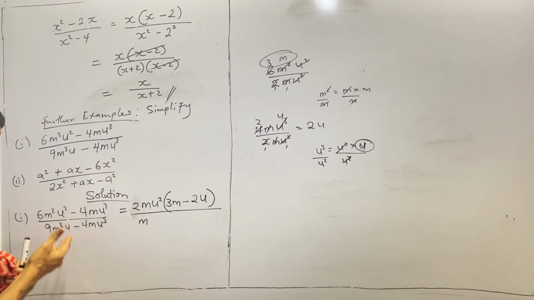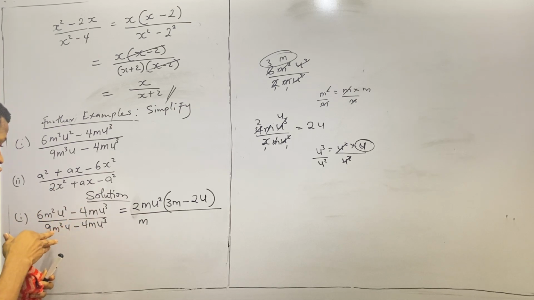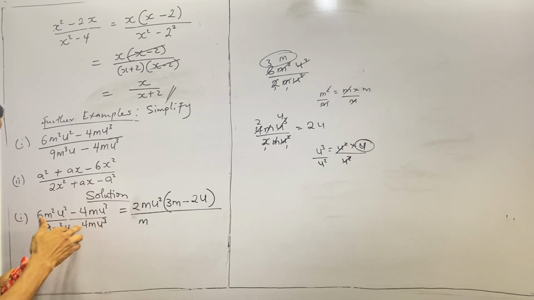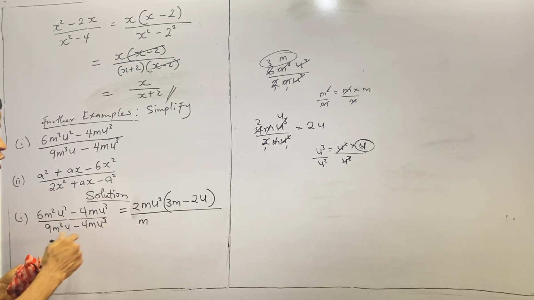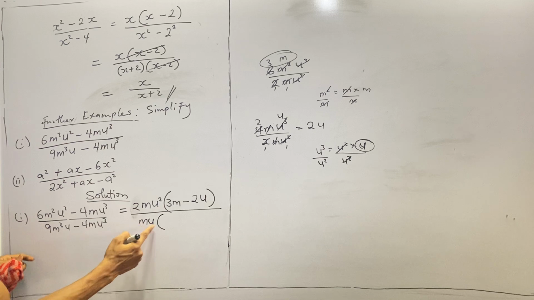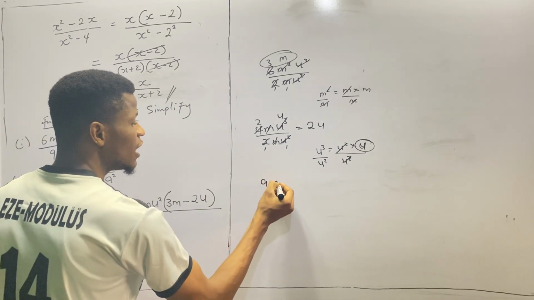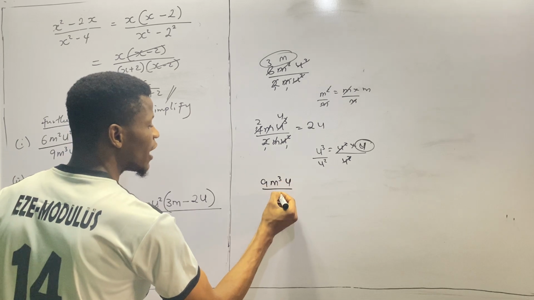So we skip it. So we go back to m. We have already gotten there is common m. Another thing, common u. So we have mu. So we have common mu. So mu divides 9m cube u. So we have 9m cube u divided by mu.